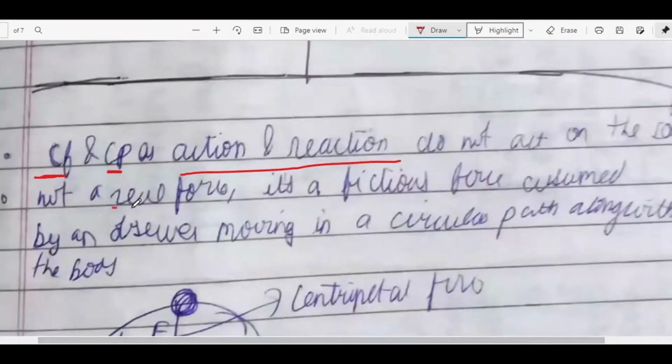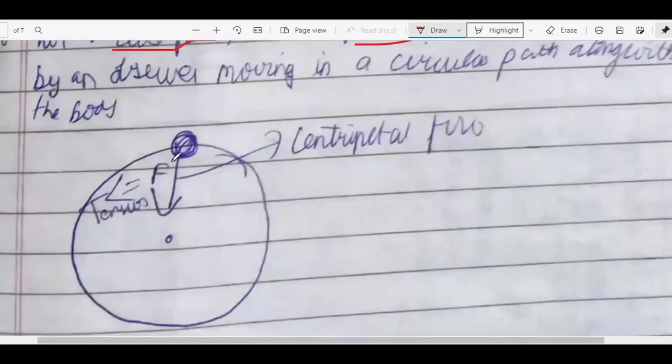Next, centrifugal force is not a real force. It is just a fictitious force which is assumed by an observer moving in a circular path along with the body. Centripetal force is a real force, which is equal to the tension of the string.